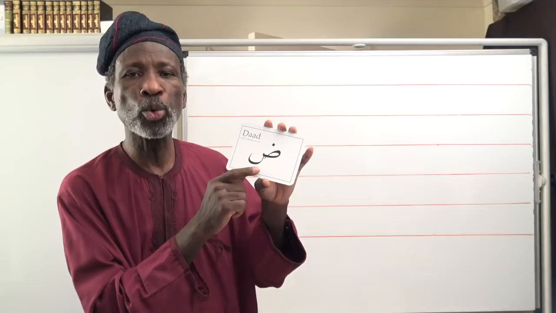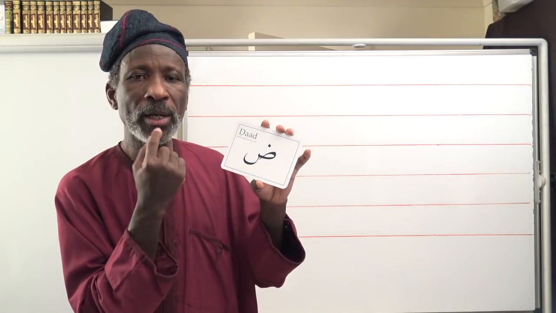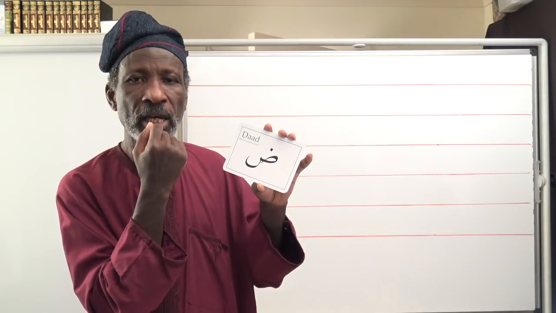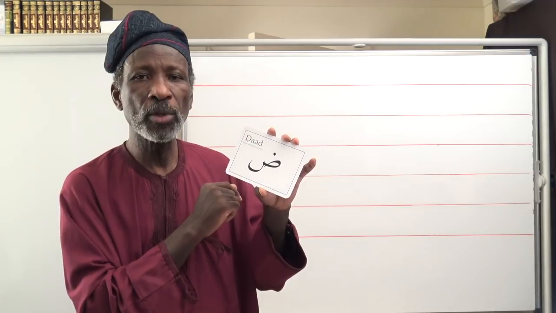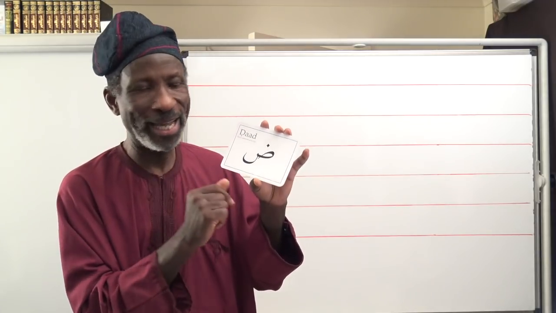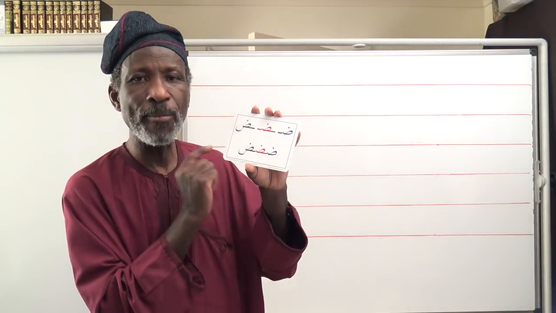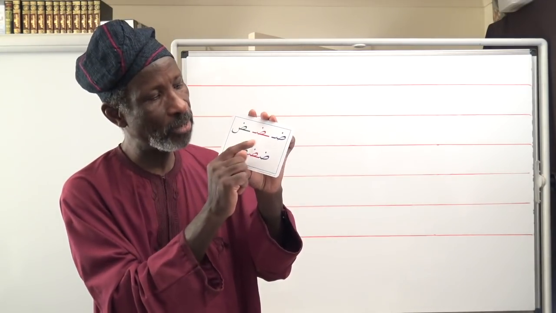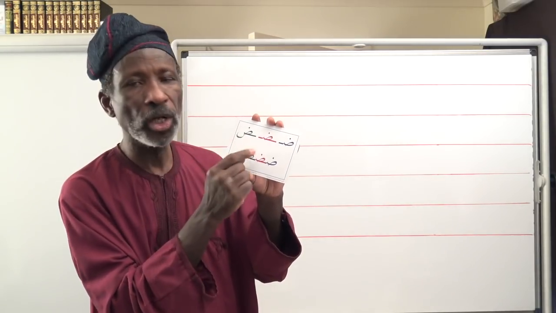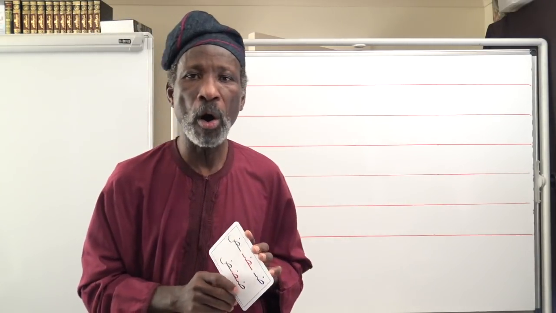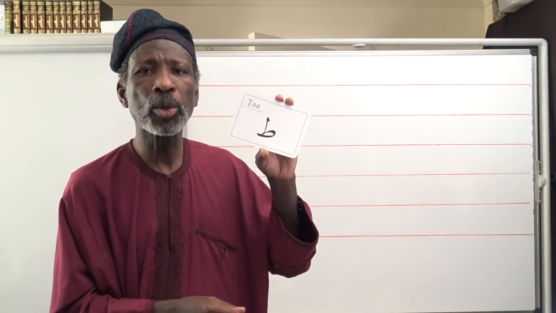And this one is dod. Your tongue is hitting the roof of your mouth. Dod, and then you say it, dod, and you join the same way as sword. Beginning, you put a chair on which you can write the middle, and then another chair to write the final, dod.